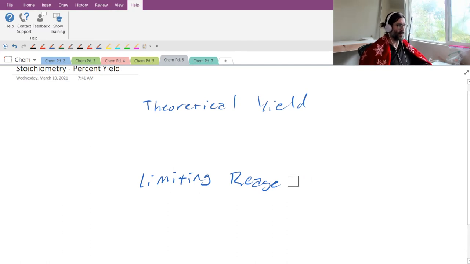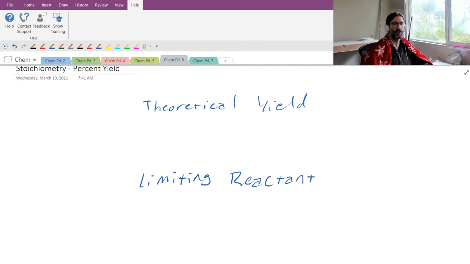Sorry, limiting reactant. A reagent is a chemical in a bottle. A reactant is a chemical in a reaction. What is the limiting reactant in a molecular formula? Any ideas? You can type them in the chat. You can say them out loud. Determines the theoretical yield in a given reaction.